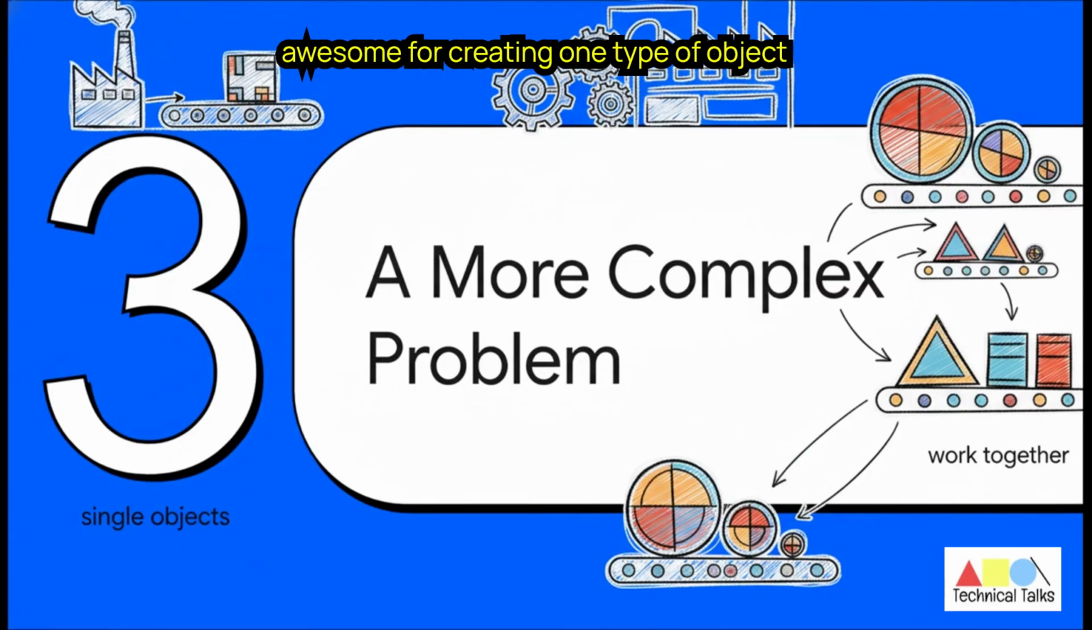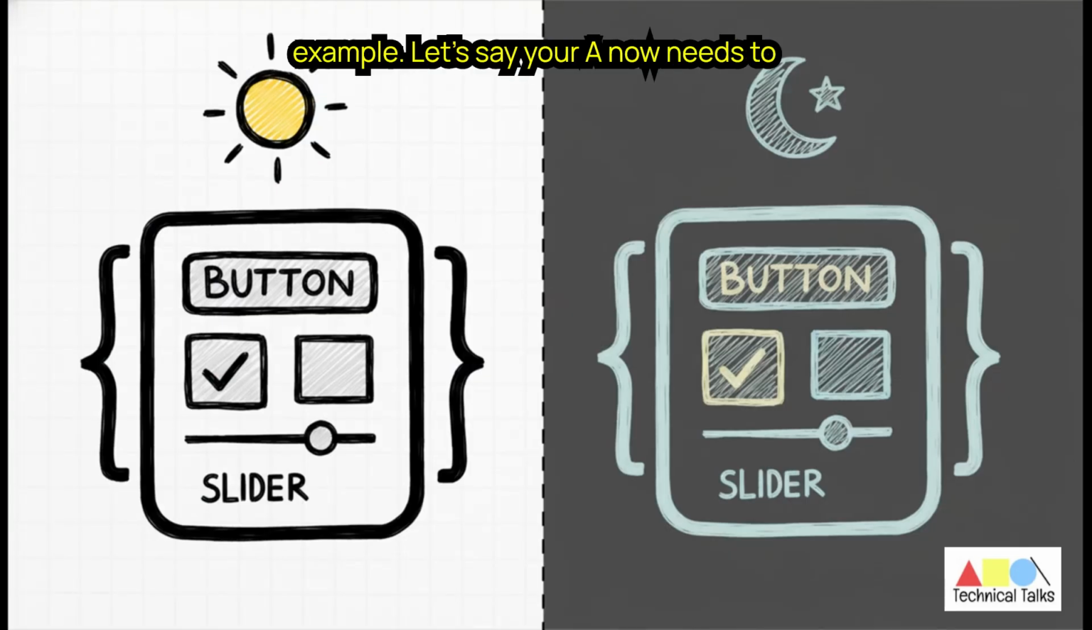The factory method is awesome for creating one type of object at a time. But what happens when the requirements get a little bit trickier? What if we need to create not just a single object, but a whole family of related objects that all have to play nicely together? Here's a classic example. Let's say your app now needs to support different UI themes. Think light mode and dark mode.